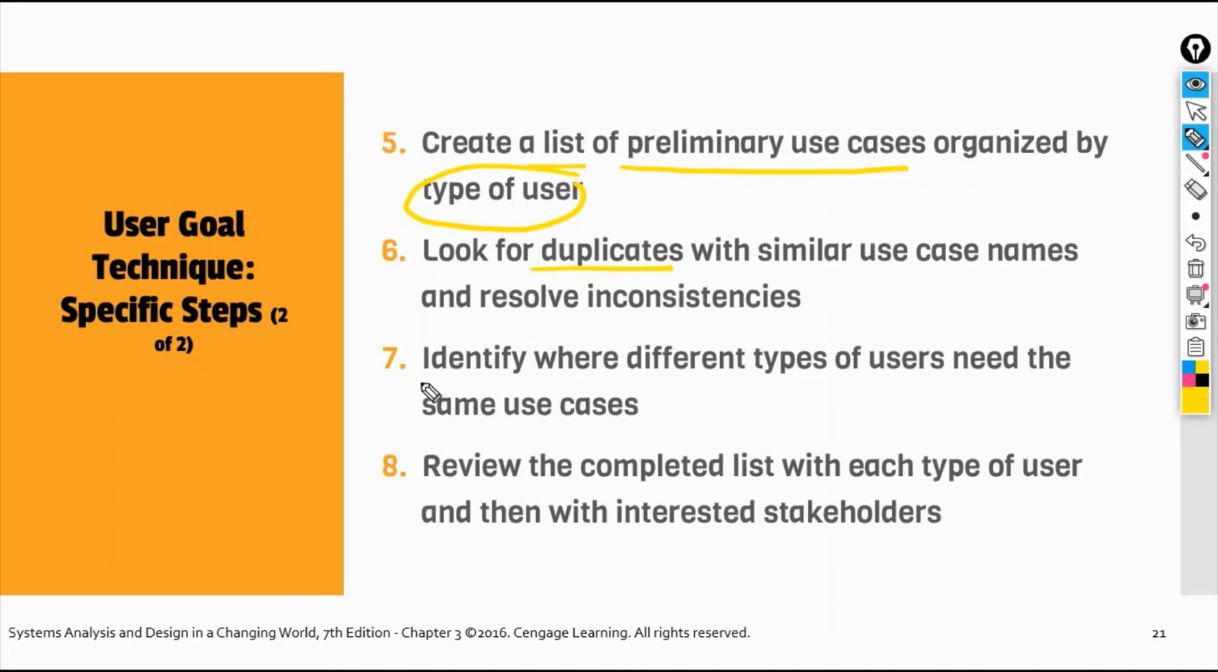And then the seventh step is to identify where different types of users need the same use cases. And the last step is to review the complete list with each type of user and then with interested stakeholders.